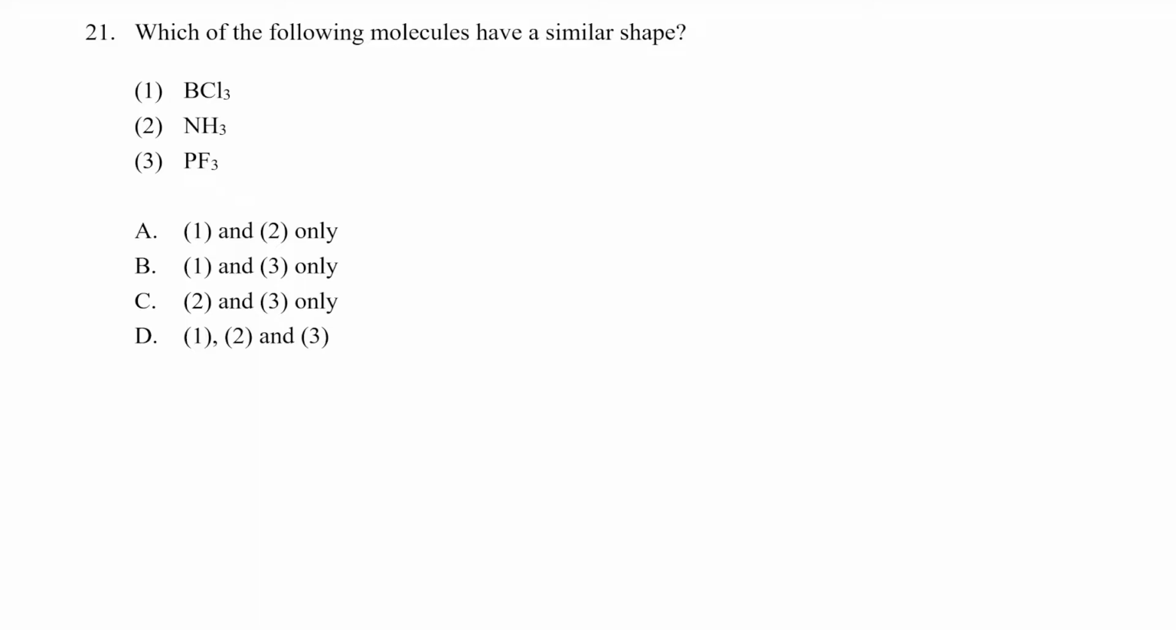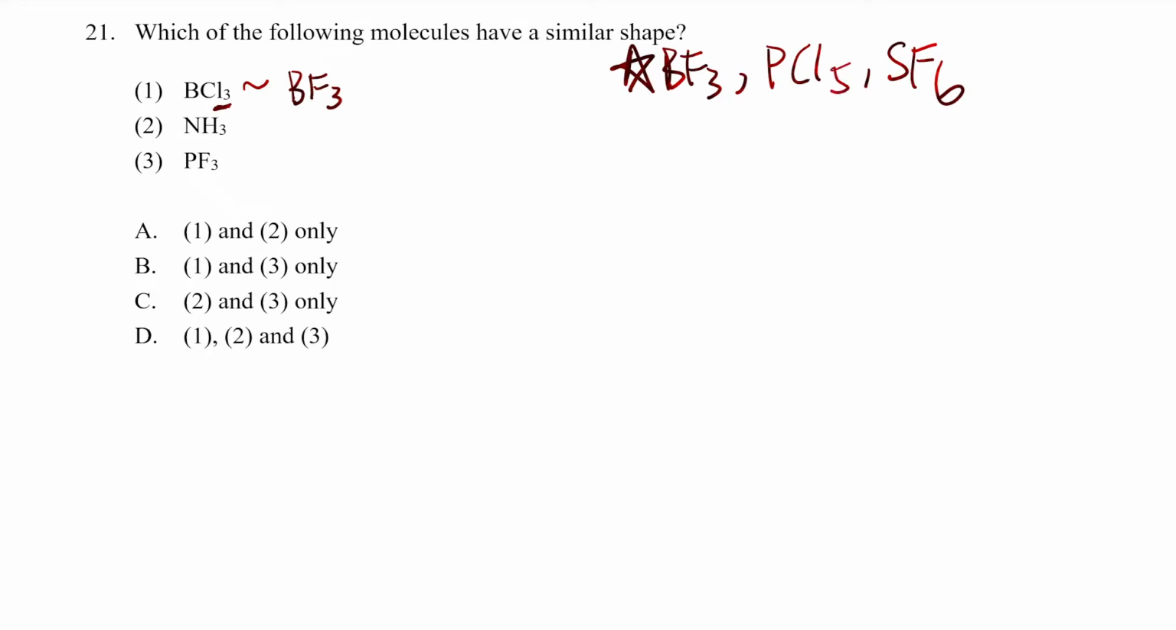First one, BCl3. Remember I said in one of the previous videos, if you see a 3, usually if there are no lone pairs of electrons present, then they will have a trigonal planar shape. And BCl3 is actually very similar to BF3. In these types of questions, please remember how to draw BF3, PCl5, and SF6, because in the DSE syllabus, they explicitly mention these 3 molecules, that you need to know their drawings or shapes. So it's similar to BF3, and we know this one has a trigonal planar shape.